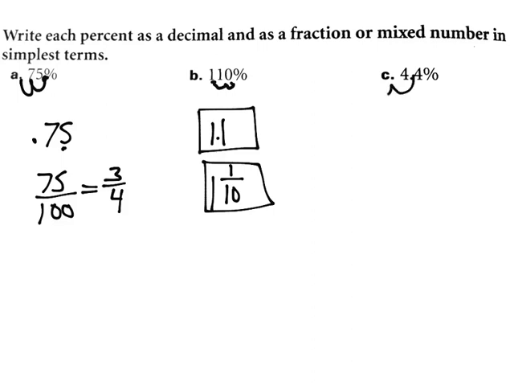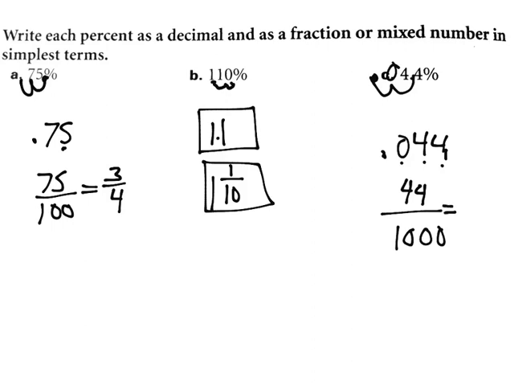Okay, move this one 2 places to the right. Add a 0, so you get 0.044. That is your decimal. To write it as a fraction would be 44 over, and this is the 10th, 100th, 1000th spot. 4 goes into both of those. 4 goes into 44 11 times. 4 goes into 1,000 250 times. And that does not reduce any farther, and that is your fraction.